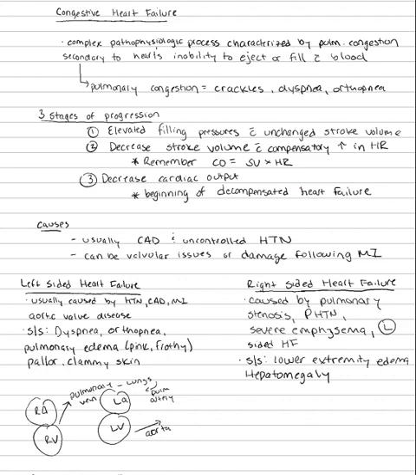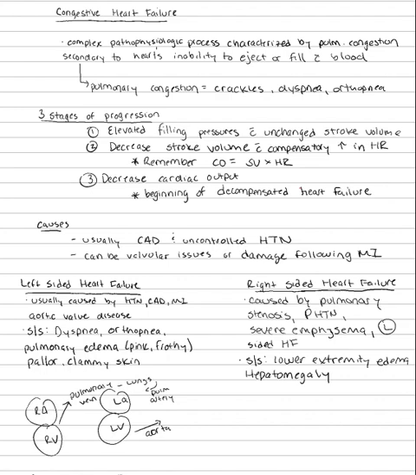So congestive heart failure really has three stages of progression. First is going to be elevated filling pressures with an unchanged stroke volume. Second, you're going to see a decrease in the stroke volume with a compensatory increase in heart rate. Remember that cardiac output is the combination of stroke volume and heart rate. So as stroke volume decreases, patients are going to compensate by increasing their heart rate to maintain a cardiac output.